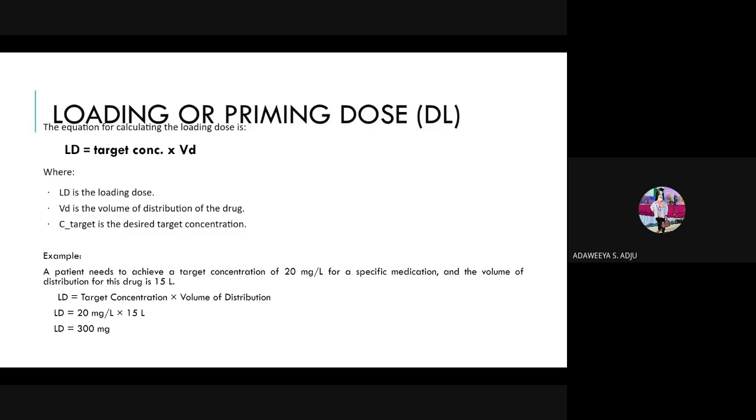Now we are looking for the loading dose or priming dose. We have 20 milligram per liter as the target concentration, and 15 liter for the volume of distribution. We just have to multiply 20 milligram per liter times the 15 liter, and we cancel out the liter. We will have the result for the loading dose of 300 milligram. So this is the sample of the loading dose or the priming dose.